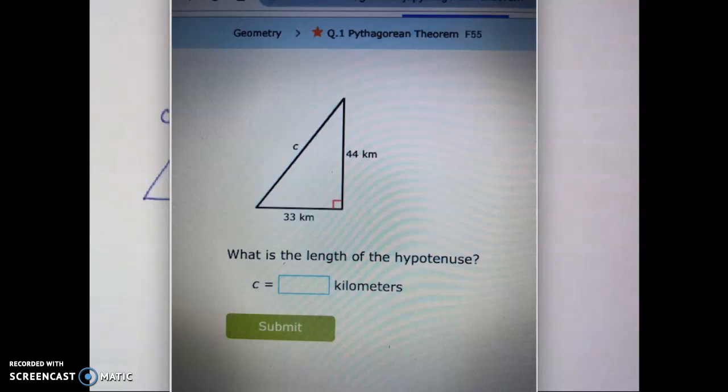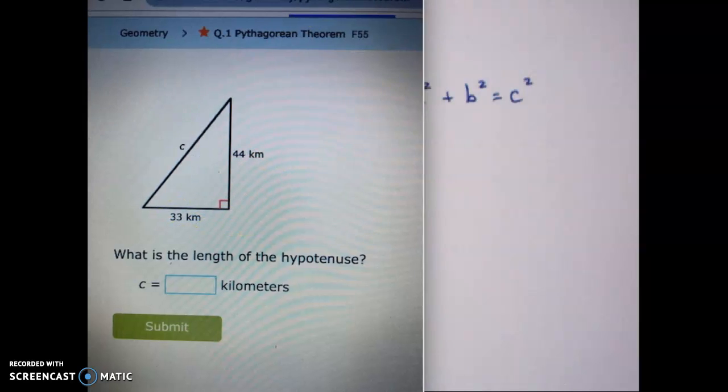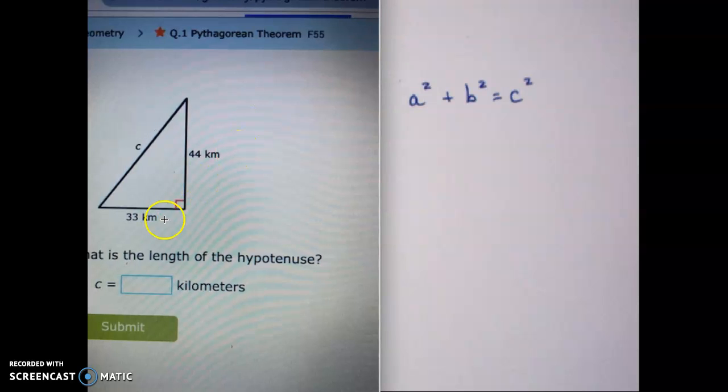Okay, so here we're solving for the missing side of a right triangle. The two sides that we're given are called the legs because those are the two sides that make this right angle. So when we use the Pythagorean theorem, here we're going to have our a squared and b squared. That would be these two legs. 33 and 44 are going to be our a and our b. And then the hypotenuse is always opposite the right angle, and that's always what goes in for c.